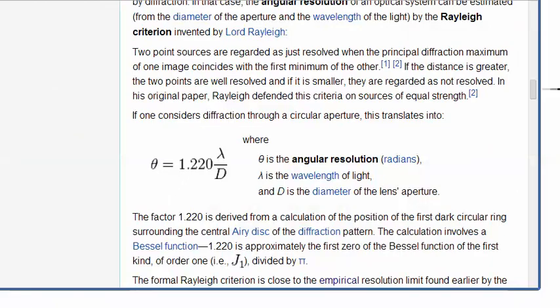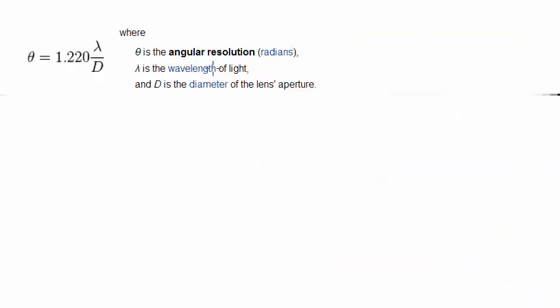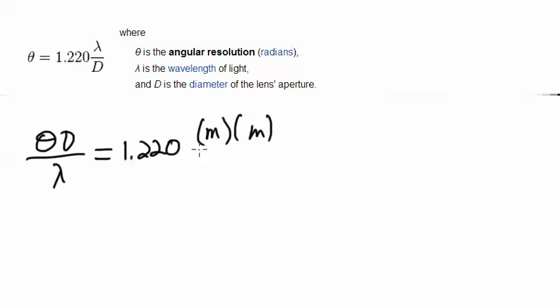and I have an equation here with lambda given in meters and diameter given in meters and theta given in radians. What I'm going to do is solve this equation so that the constant appears on one side and everything else is on the other. So I'll multiply by d over lambda equals 1.220. And this is going to be meters times meters over, meters times radians divided by meters, right?